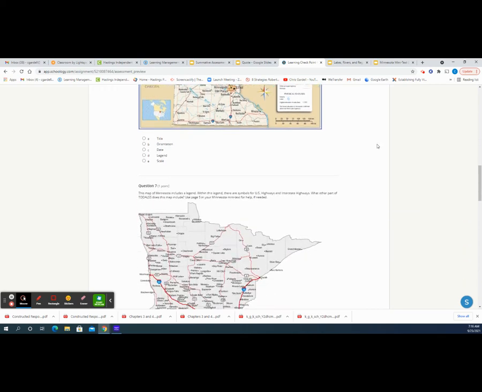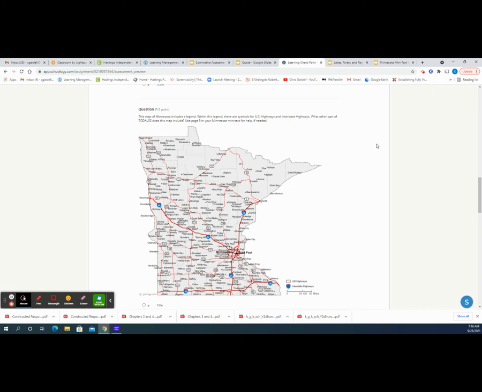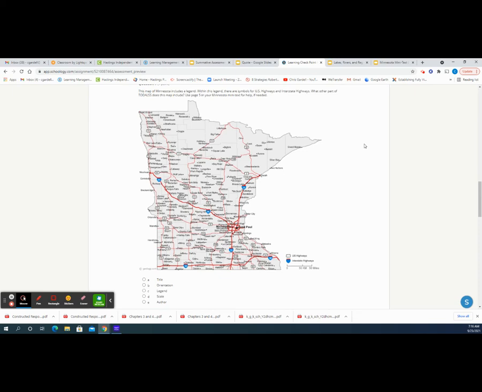All right, question number 7. This map of Minnesota includes a legend. Within this legend, there are symbols for U.S. highways and interstate highways. What other parts of totals does this map include? And again, it says use page 5 if needed. So the same thing as before. This time, you're looking for what else is included on this map. Okay, so what else can you find on this map?